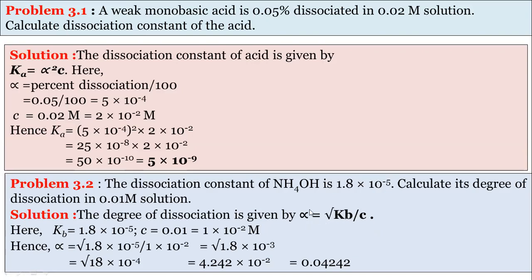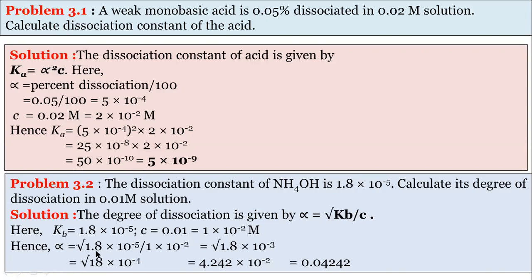Now what is given? We have to calculate alpha, the value of Kb is given and C is given. Simply we have to put these values. Before putting the values, we have to write the given values. So Kb is given as 1.8 into 10 raised to minus 5 and C, the concentration, is given as 0.01 molar, which can be converted into 1 into 10 raised to minus 2 molar.